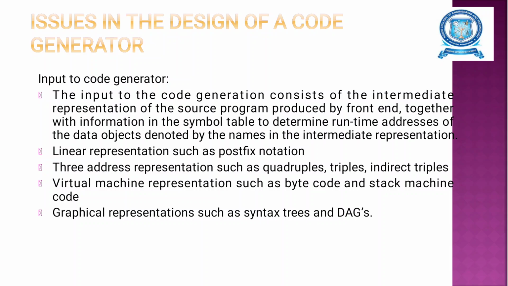In the input to the code generator, the code generator takes the intermediate representation of the source program produced by the front end, together with the information in the symbol table, to determine the runtime address of the data objects denoted by the names in the intermediate representation. It also gets input in the form of linear representations such as postfix notation, and three address representations such as quadruple, triple and indirect triple. The virtual machine representations are byte code and stack machine code. The graphical representations are the syntax tree and the DAGs.